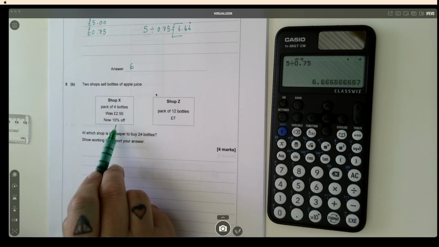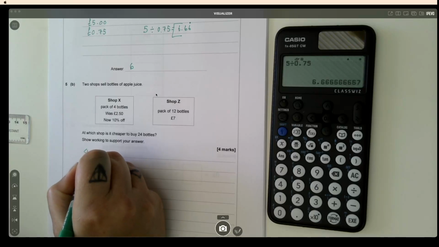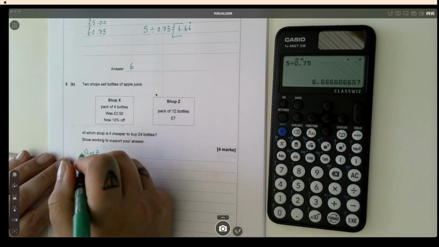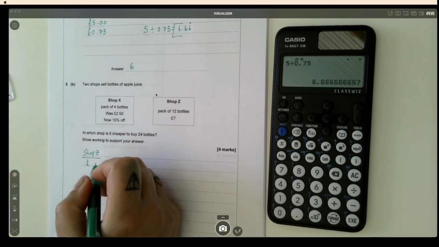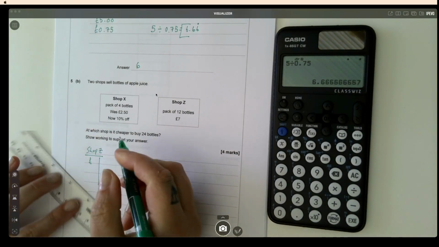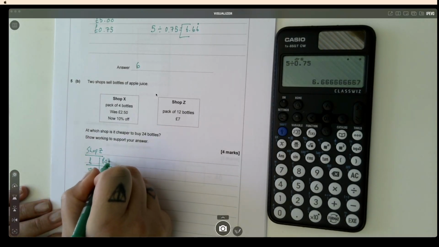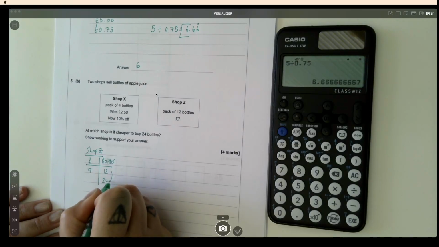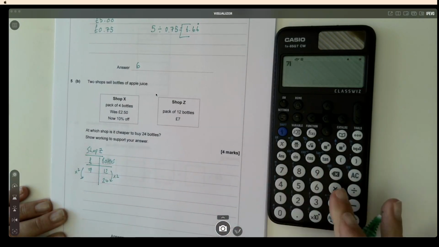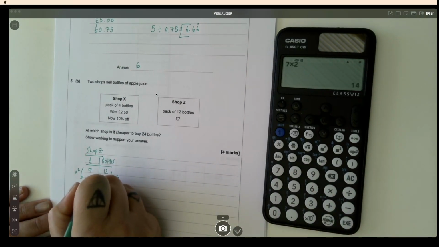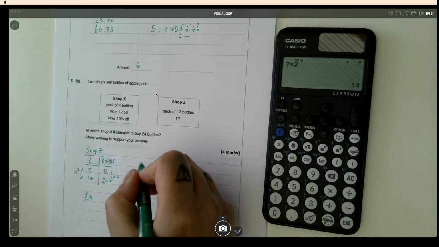So we're going to work out how much 24 bottles would be for each shop. So I'm going to start with shop Z. So 12 bottles, proportion table again, I like these. For £7 we get 12 bottles. If we want 24 bottles we need to multiply it by 2. We need to double it, and then 7 times 2 is 14. So shop Z would be £14 for 24 bottles.